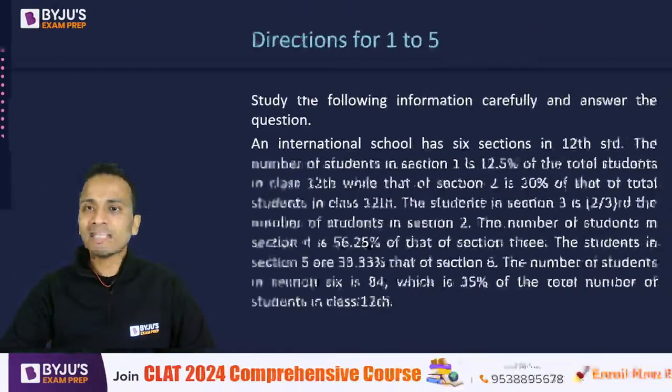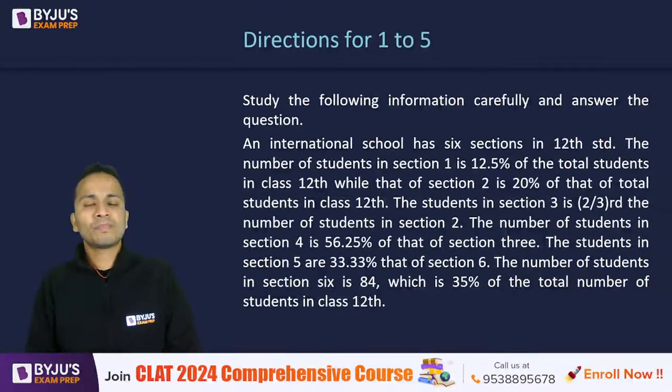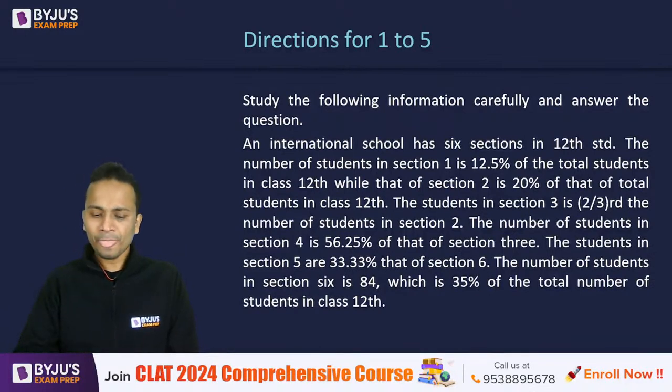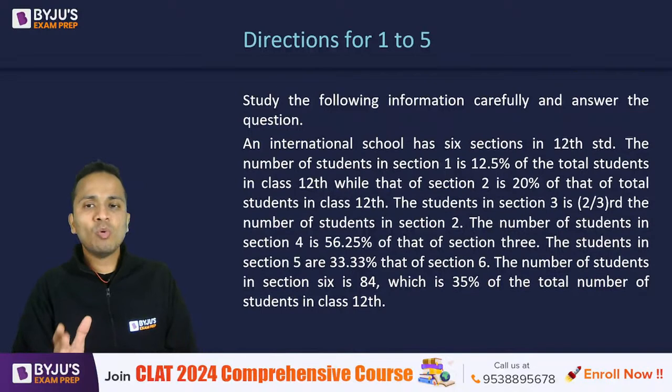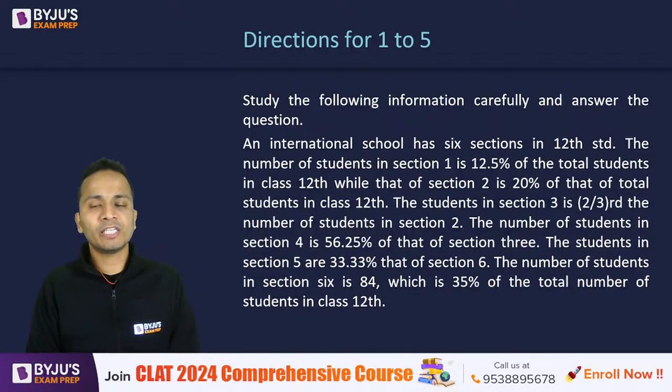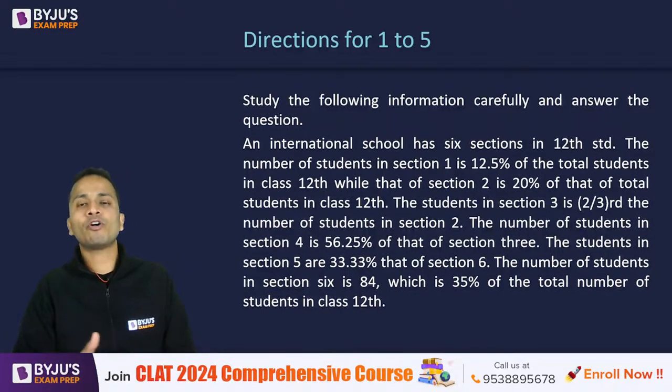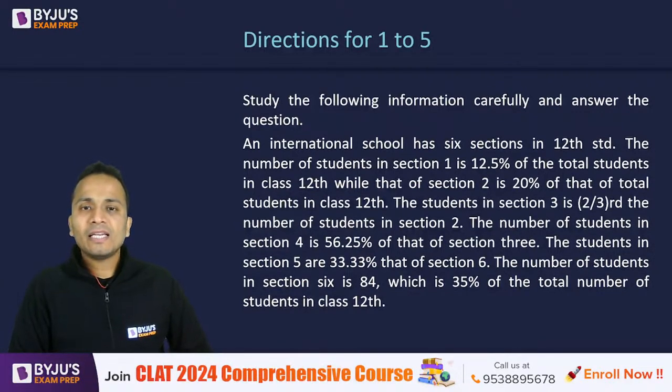The first passage is on your screen now, give it a read. The 5 questions will be based on this passage. I'll leave you with 2 minutes to analyze and understand whatever information is given in this passage, and then I'll go for the analysis of this passage. It says that an international school has 6 sections in 12th standard.